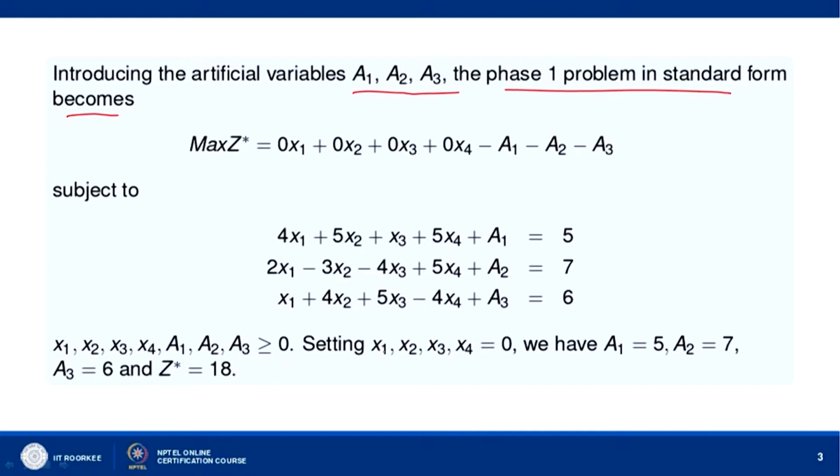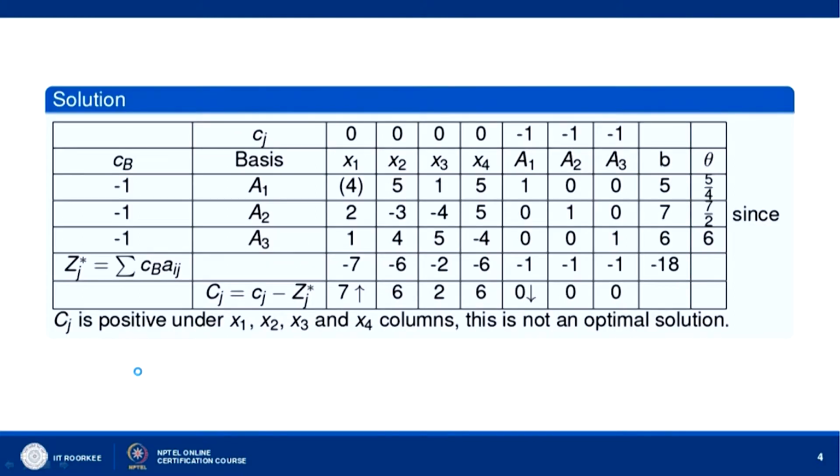Now, setting the non-basic variables x1, x2, x3, x4 equal to 0, we have the basic variables a1 equal to 5, a2 equal to 7, a3 equal to 6, and therefore z star is equal to minus a1 minus a2 minus a3. So, minus 5 minus 7 minus 6, that is equal to minus 18. So, z star is equal to minus 18. Now, let us first find the first simplex table.